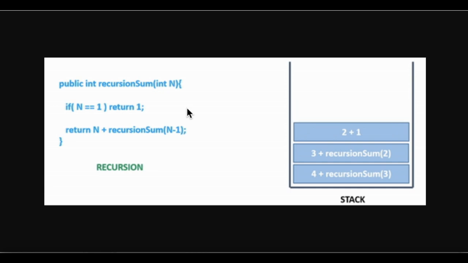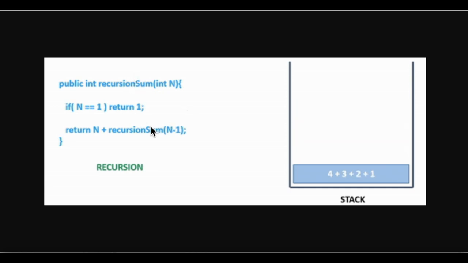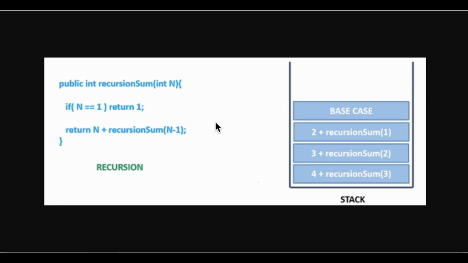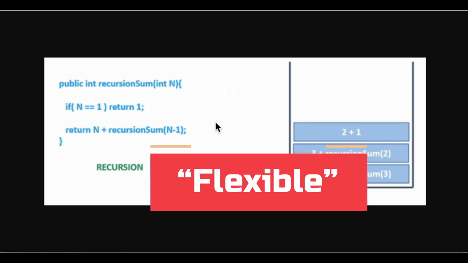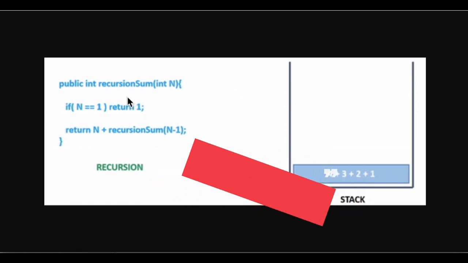So what is recursion? Recursion is a process where a method calls itself until we meet the condition. One of the benefits is it makes a complex problem easy. Instead of using iteration, I can go for recursion.